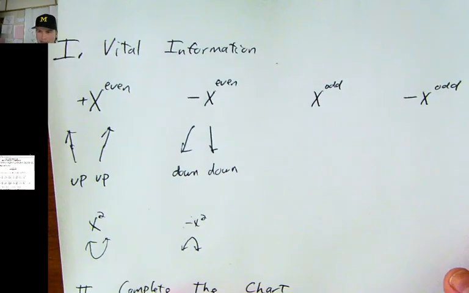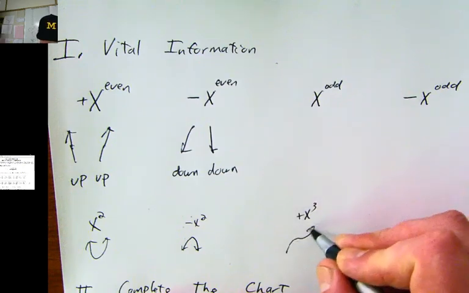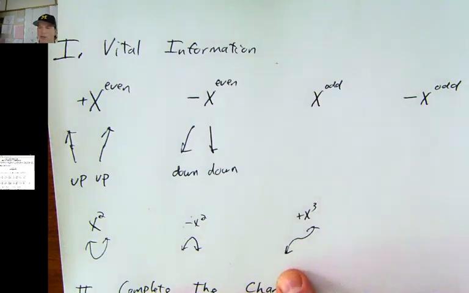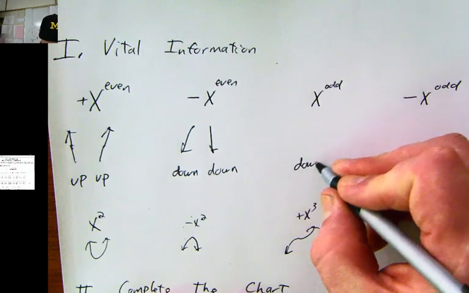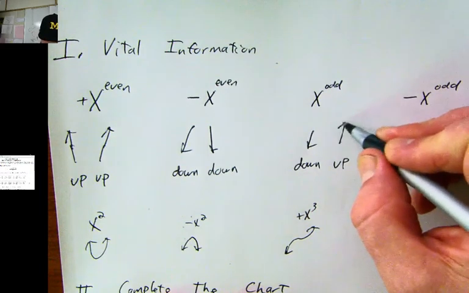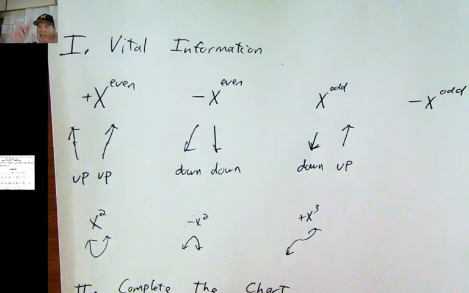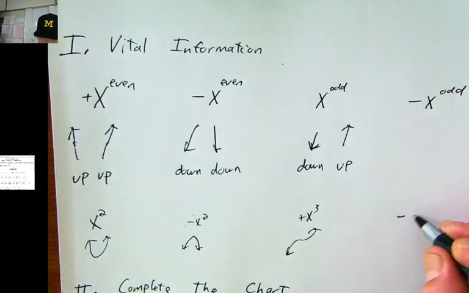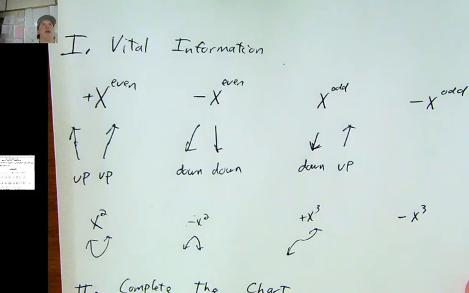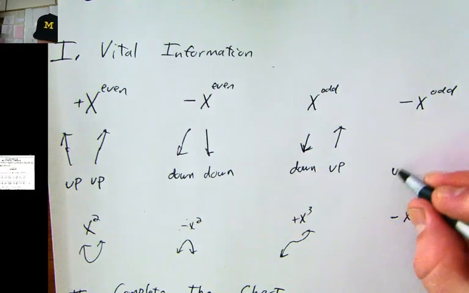When I think of an x to the odd, I tend to think of positive x cubed, which I know goes like this. So for that, we say that the end behavior is down and up. So down in this way, up in this way. And negative x to the odd would be the exact opposite of that, if everything was reflected over the x-axis. So instead of being down and up, it's up and down.